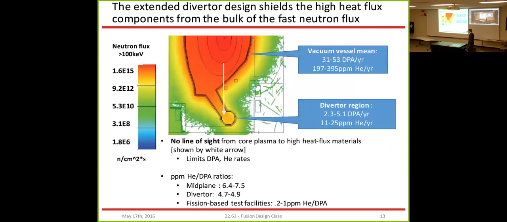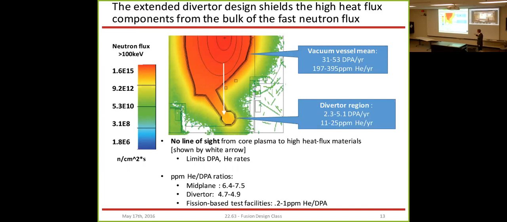In addition, the extended leg divertor design that the magnetics folks came up with provides a big advantage in terms of damage rates to high heat flux materials. So DPA is kind of a measurement of radiation damage, it's displacements per atom. And the DPA rate of the high heat flux materials down here in the divertor is significantly lower. The reason for that is that there's basically no line of sight from the core plasma to these high heat flux materials that doesn't go through a significant amount of FLiBe. This softens the neutron spectrum and therefore lowers the DPA rate.